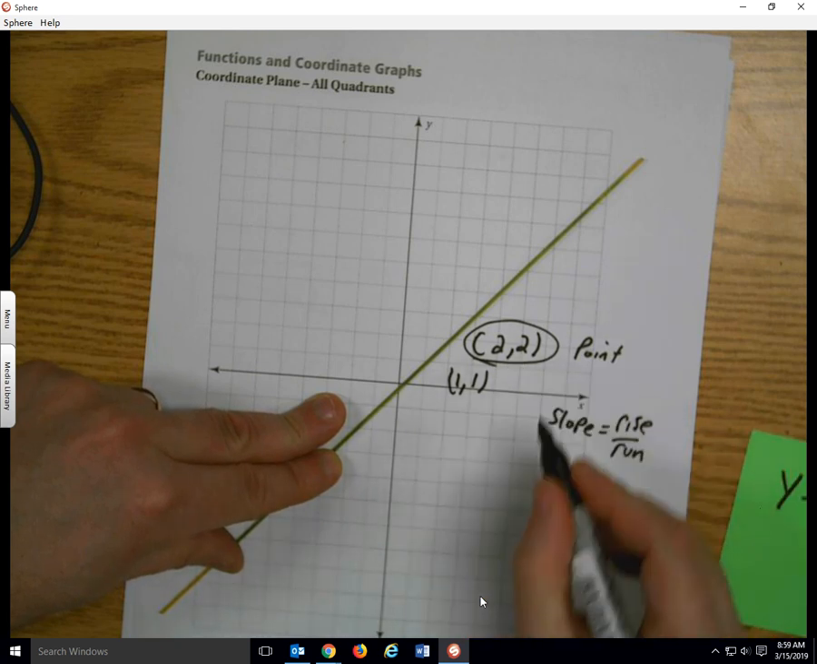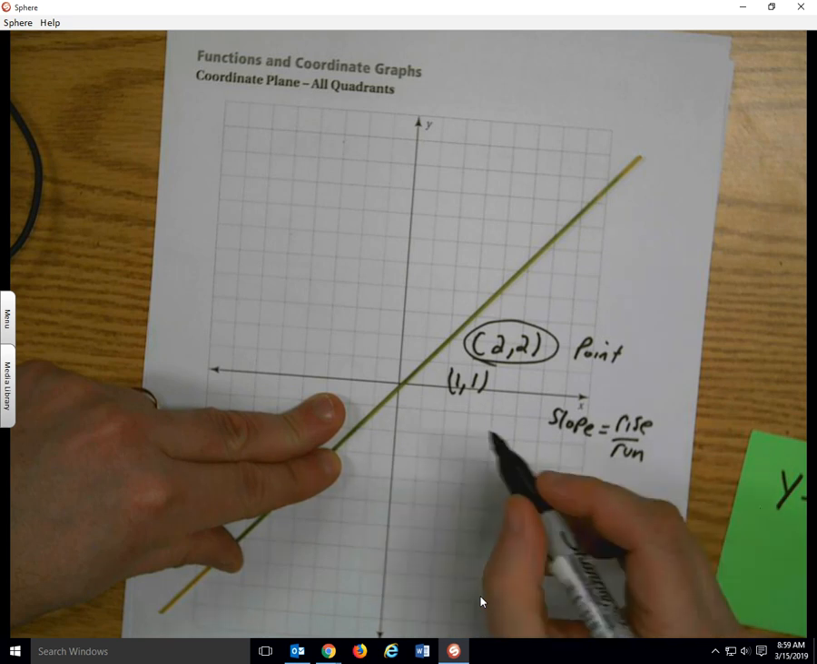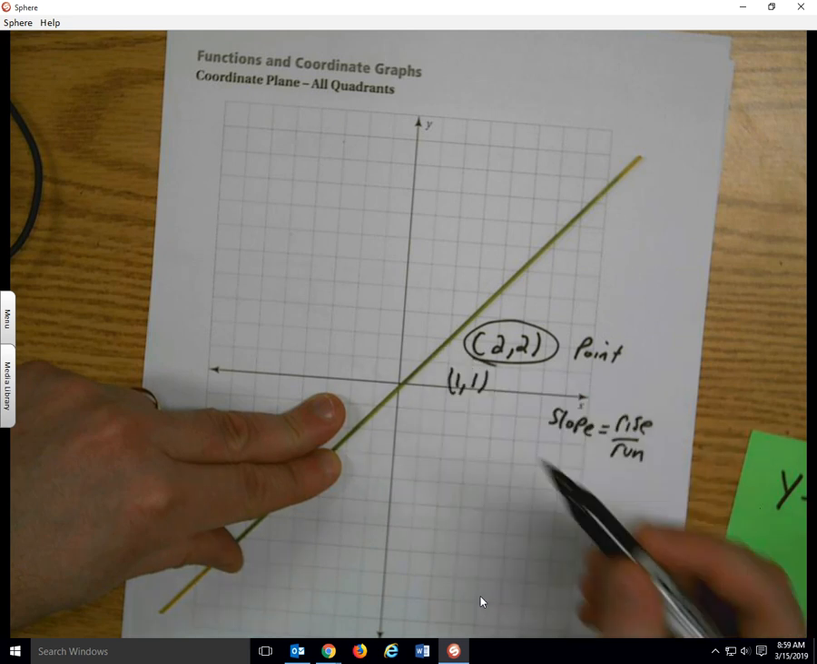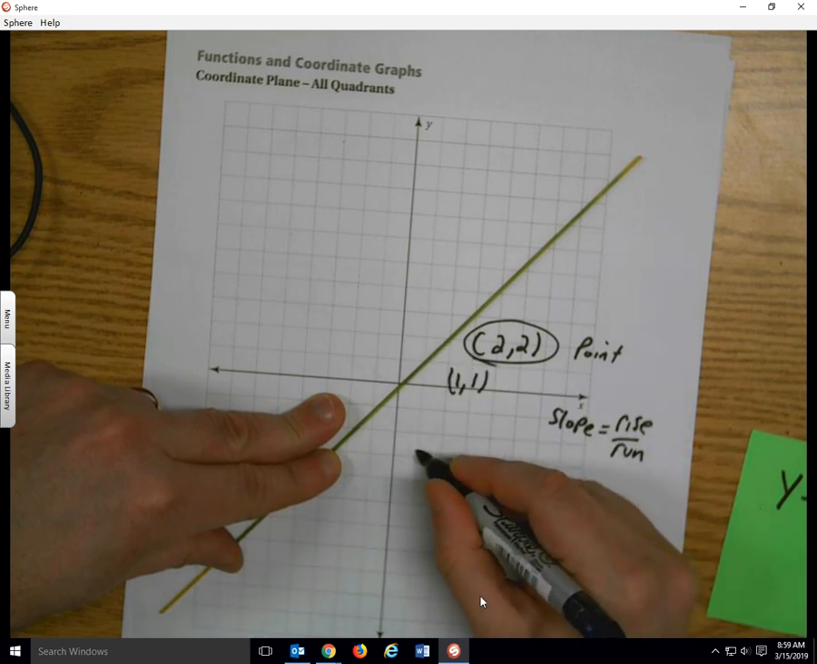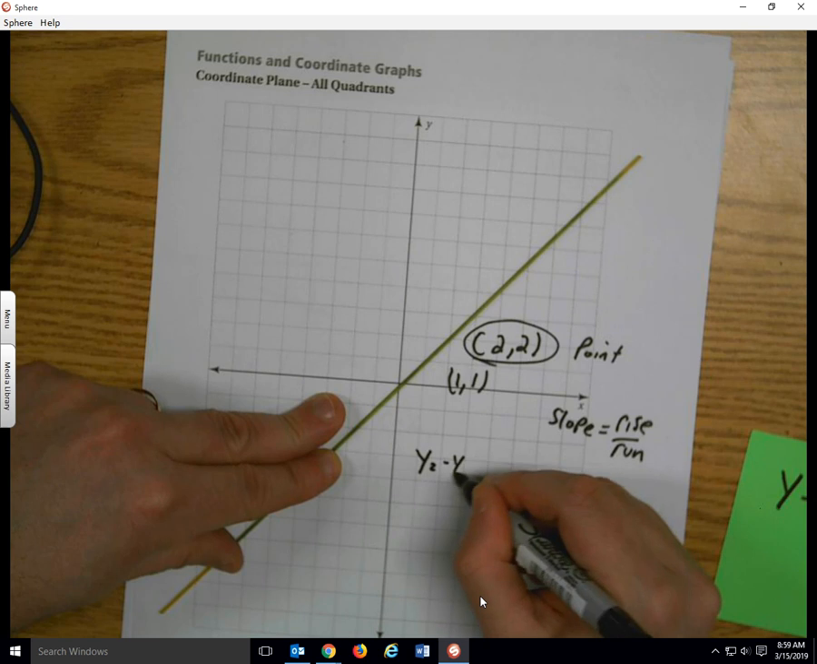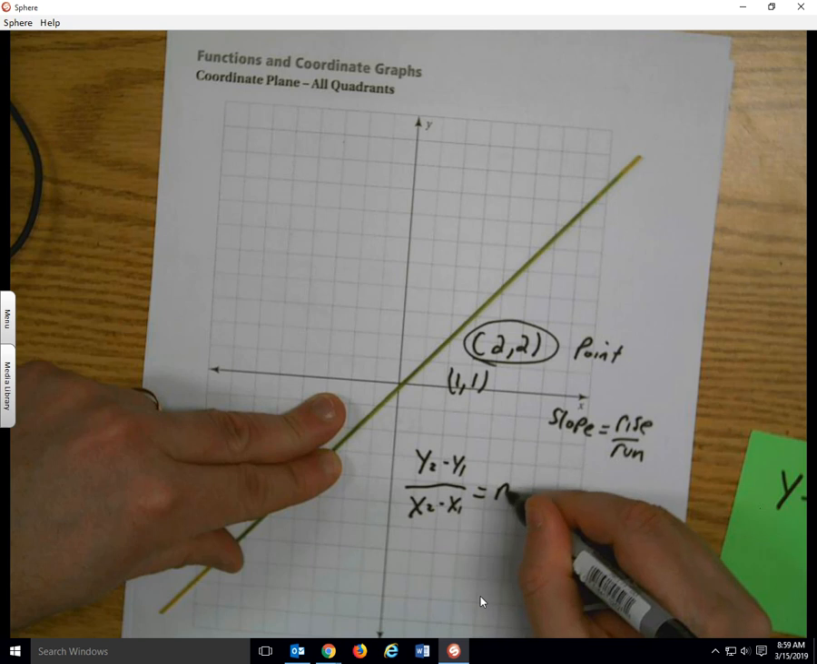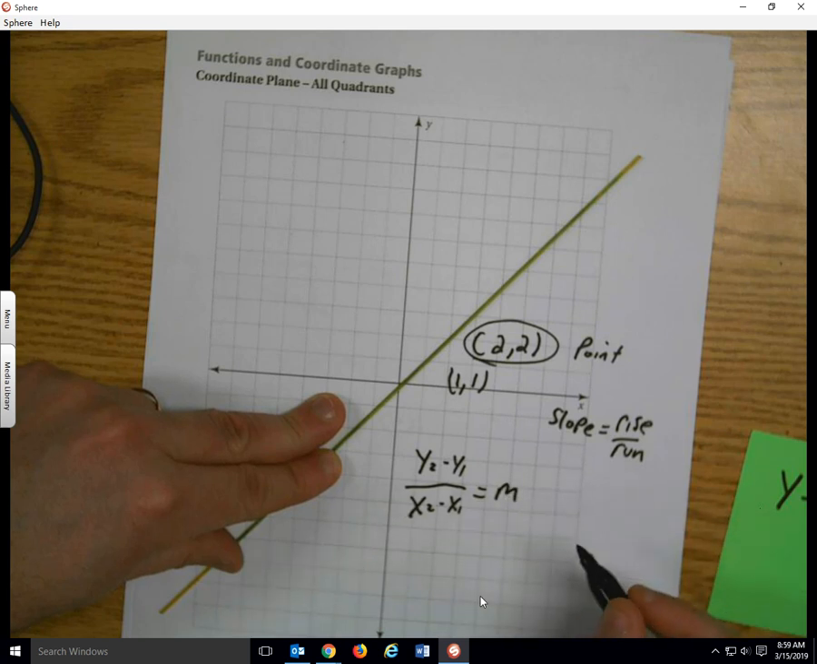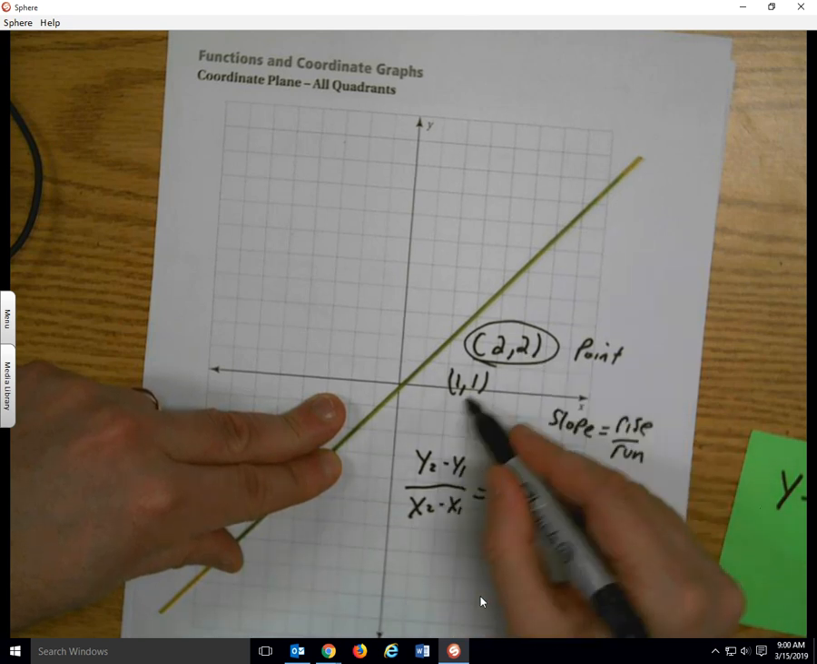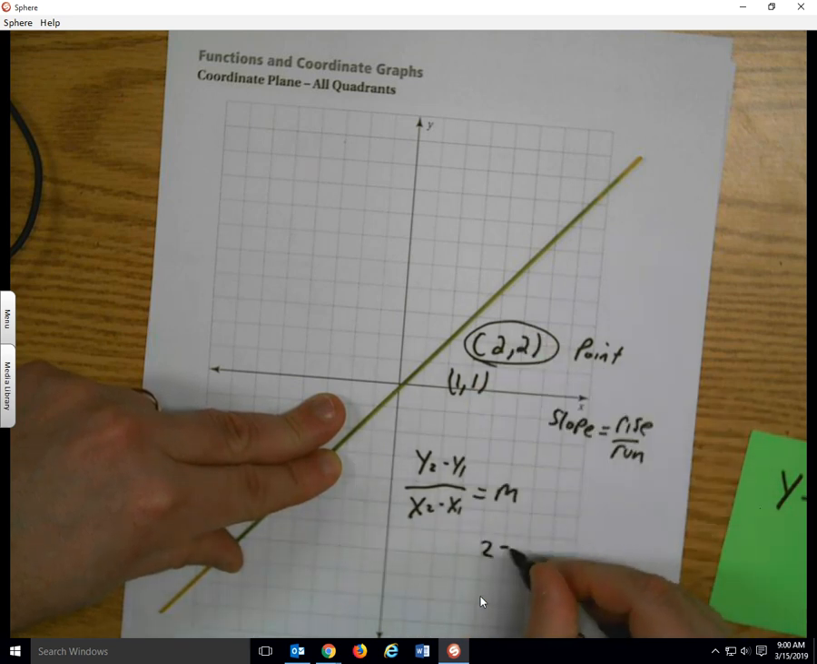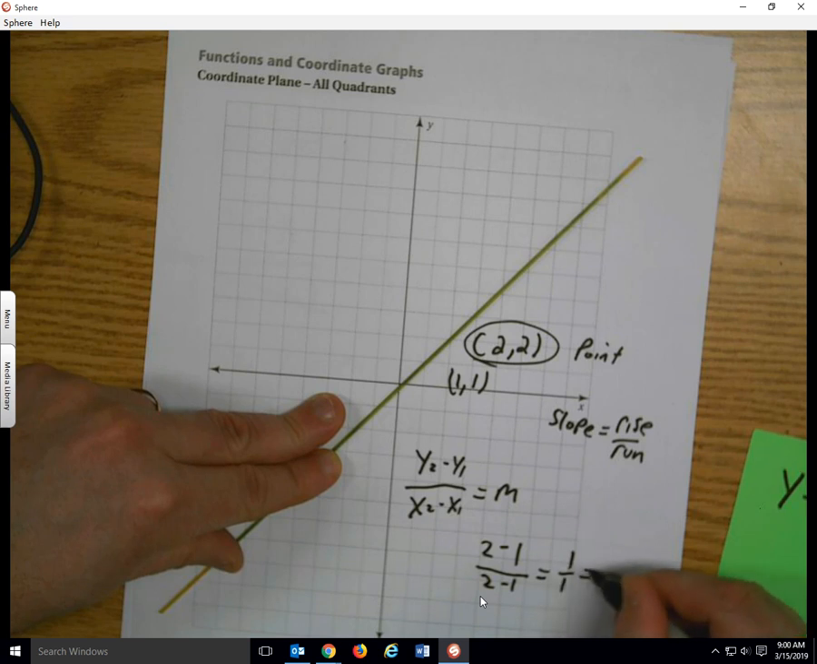I'm going to choose this as my point, and the slope for right now, I could find it in two different ways. I could either go up 1 over 1, up 1 over 1, and find it quickly, or I can use my definition of slope. y2 minus y1 over x2 minus x1 equals m. Okay, so to find the slope, you do need 2 points. I'll just use these 2 points. I'll let this be my y2. So 2 minus 1 over 2 minus 1 would equal 1 over 1. That's my m.